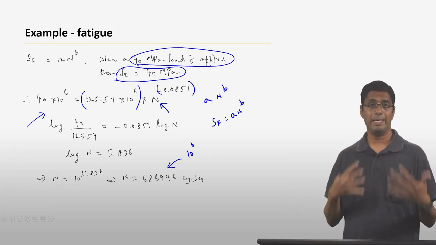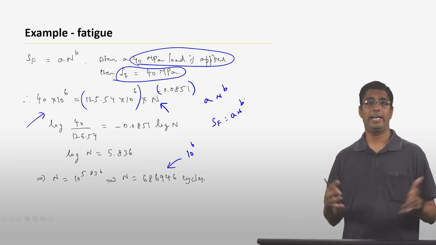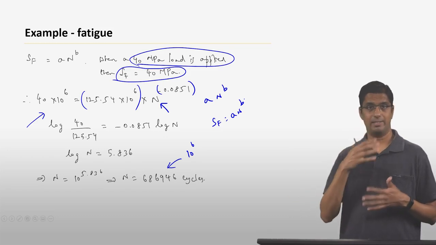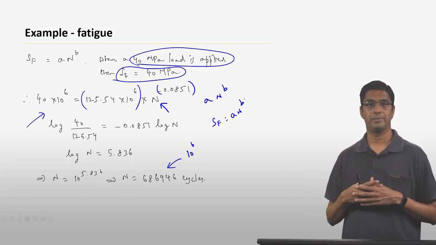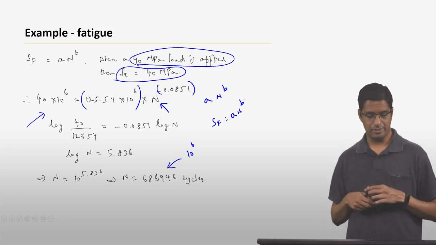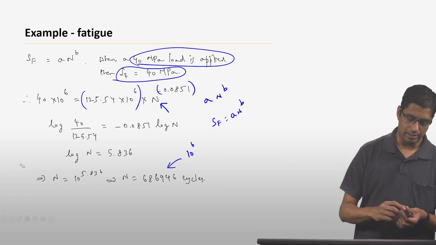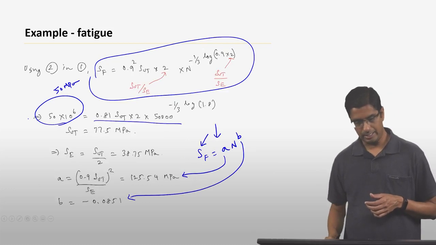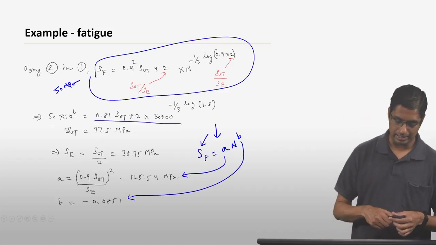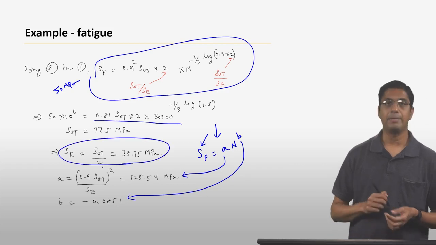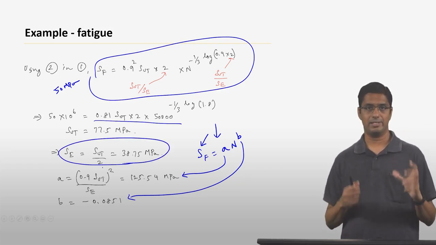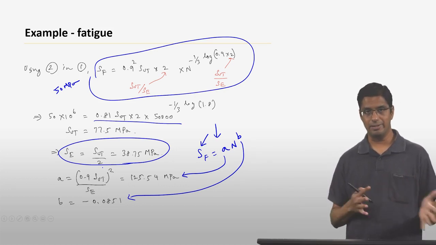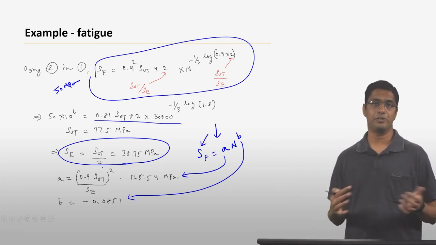You make this calculation for n, assuming that n is going to be within 10 to the 6. If n turns out to be more than 10 to the 6, then you can't use this particular equation. Usually that is not the case, because we also know that the applied stress in this case is 40 MPa, and we calculated the endurance limit to be 38.75 MPa. Clearly the stress that you're applying is more than the endurance limit, so it is likely that it will fall under this range. But sometimes there may be some inconsistency. In that case, you need to be a little bit more careful.